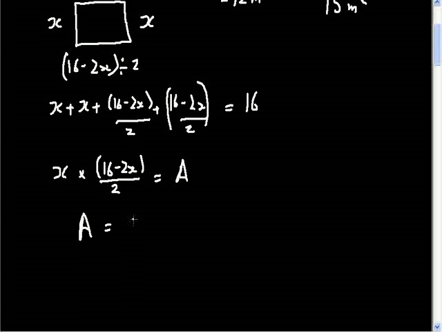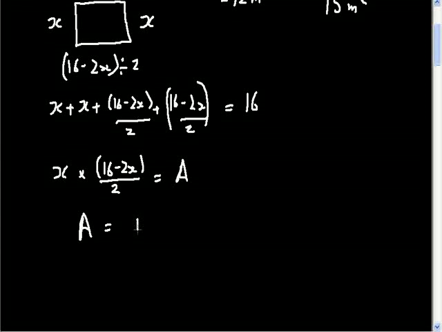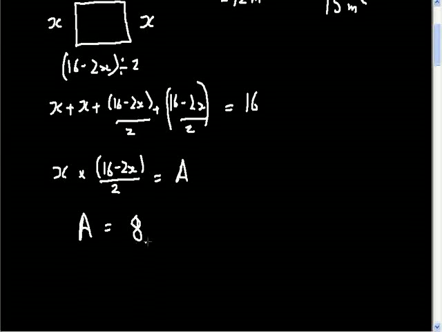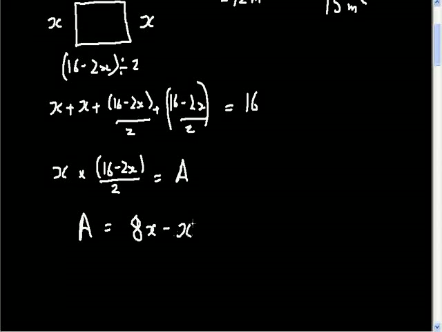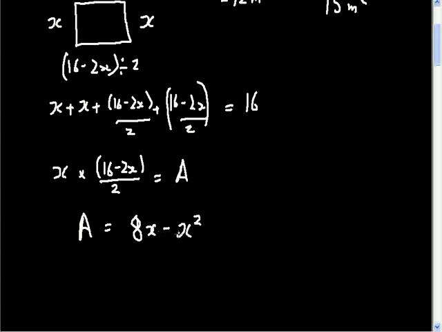If I simplify this, that's 16x minus 2x squared, all of those divided by 2, which gives me 8x minus x squared. So that's the equation for my area.